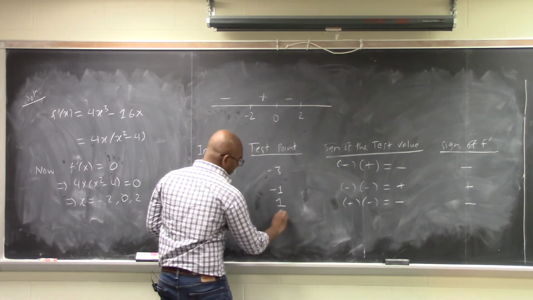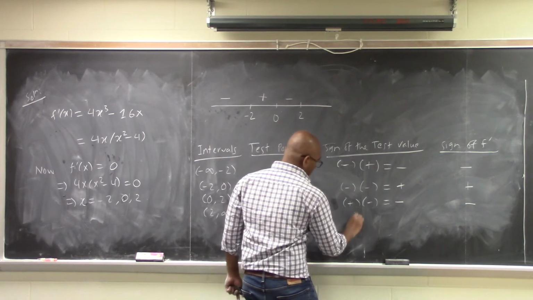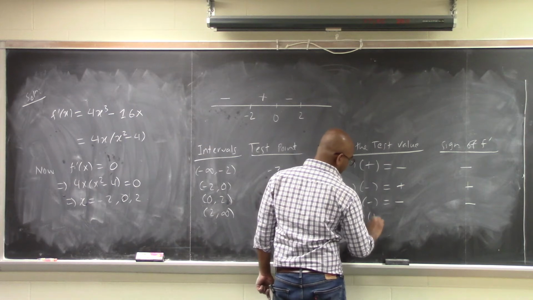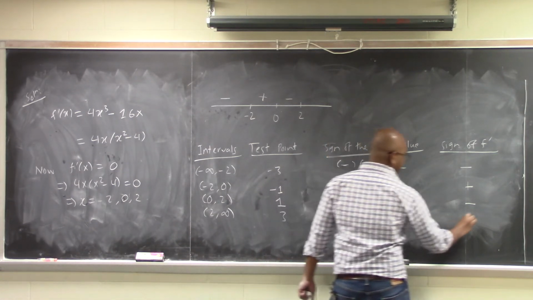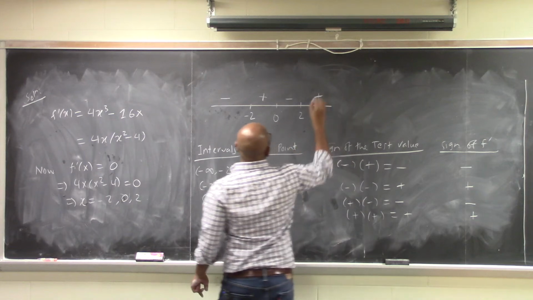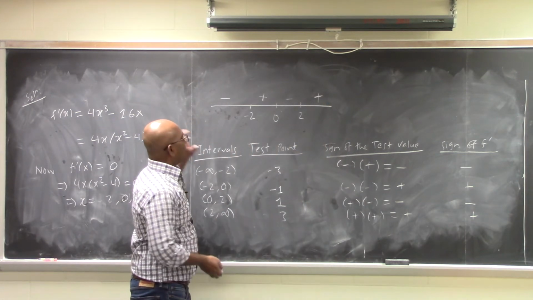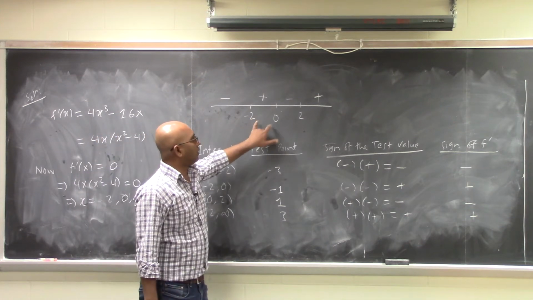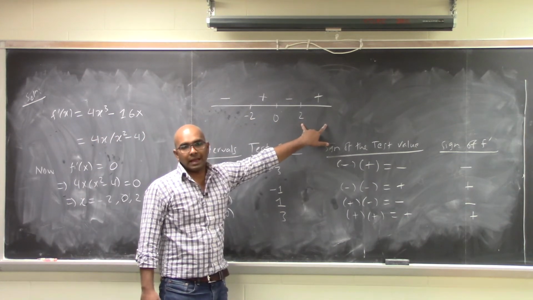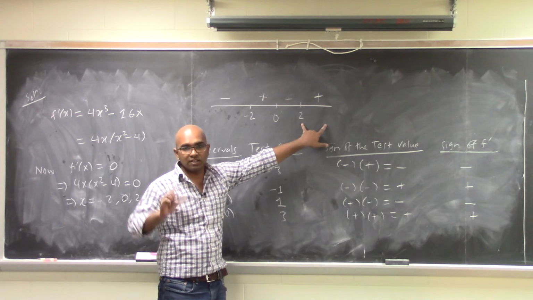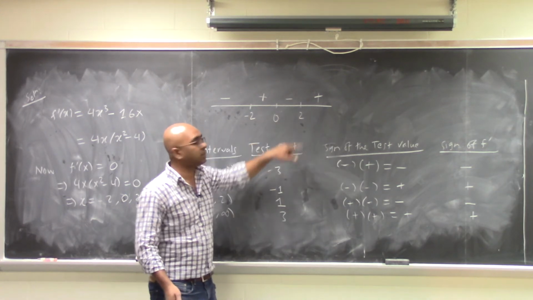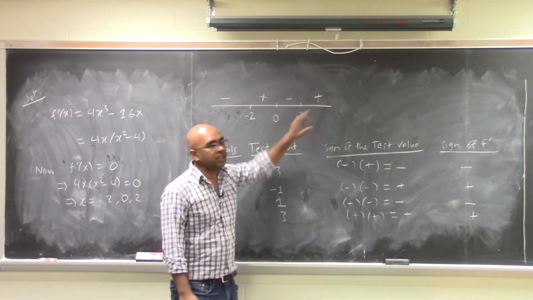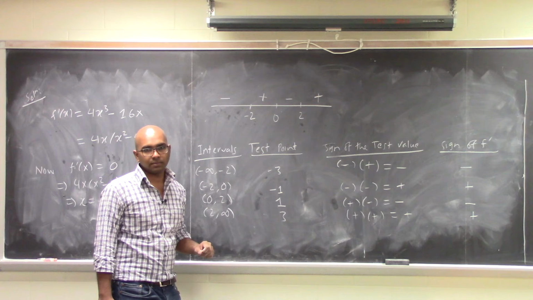And finally from 2 to infinity, I will take 3. 4 times 3 is positive, and then 9 minus 4 is 5, which is also positive. Positive times positive is positive, so this is positive. Okay, so what it means is this: the derivative function is positive on this interval negative 2 to 0 and 2 to infinity. And therefore, by proposition 2, since f prime of x is positive on these intervals, our function f is strictly increasing on these 2 intervals.